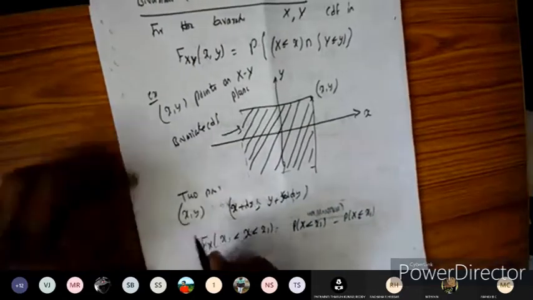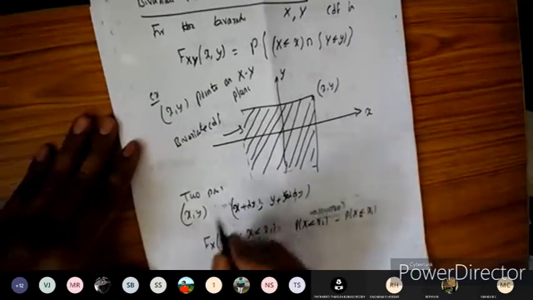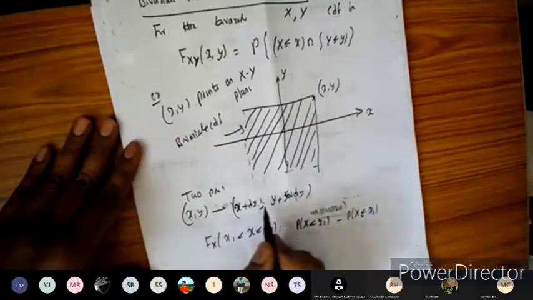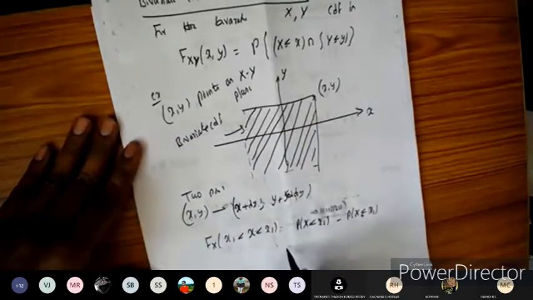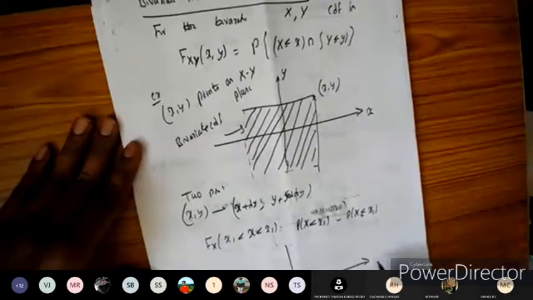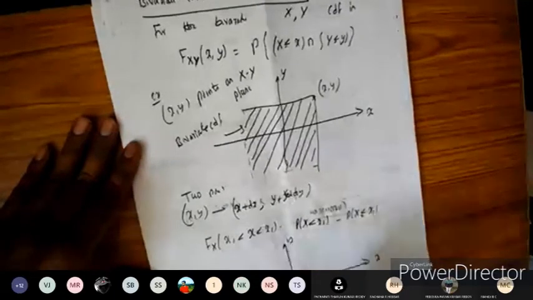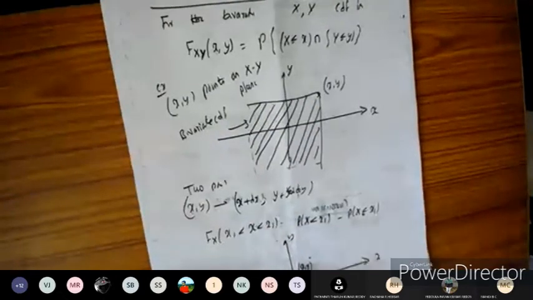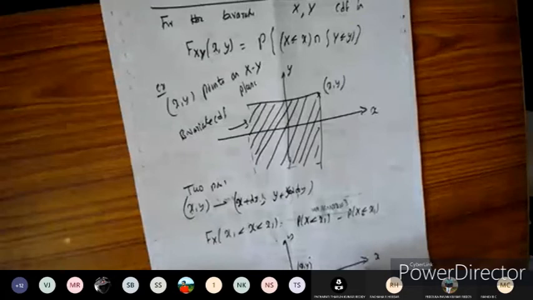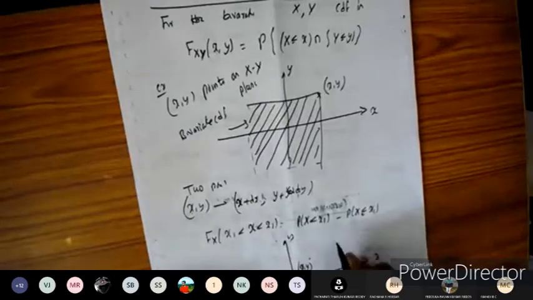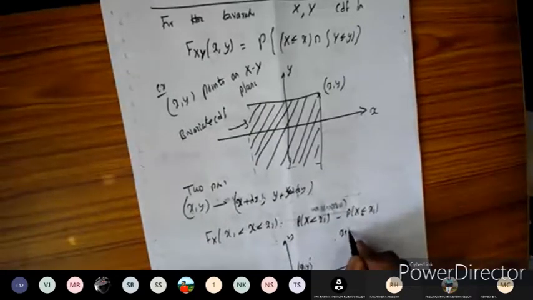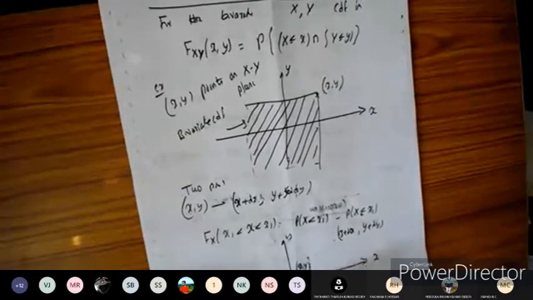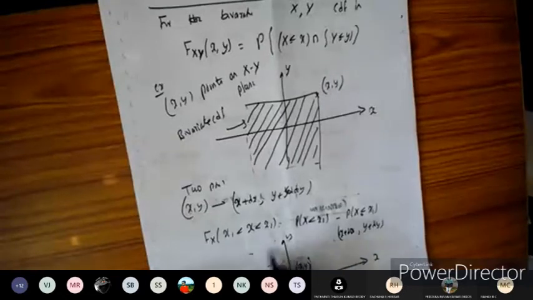Now I'm going to consider another example, which is going to lie between x comma y and x plus dx, y plus dy. So I'm going to consider the same xy plane. On the xy plane, I'm going to consider one point, which is x comma y, and another point, which is x plus dx, where dx is a small quantity, and also y plus dy, a small quantity. So I'm going to consider the area which is going to lie between these.